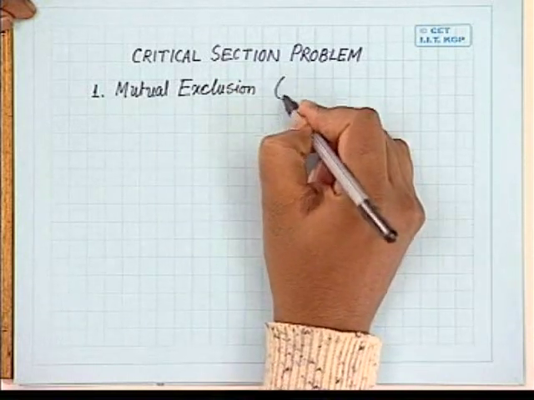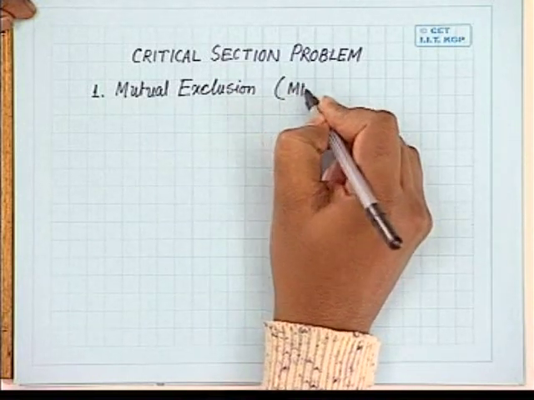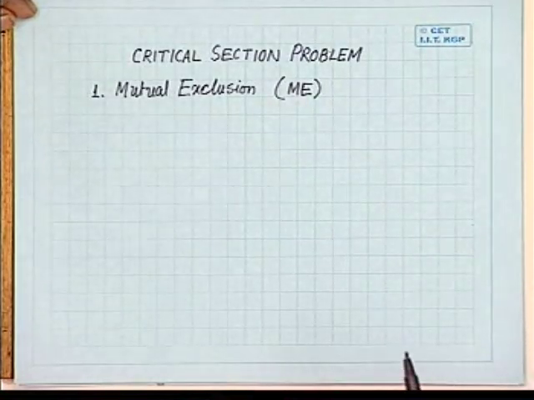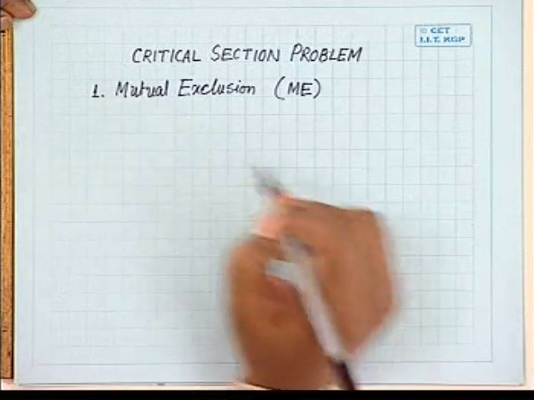Okay. And we'll refer to this as ME in future. Right? It is a part of the code, part of the program, where the process tries to modify some shared data. It's a part of the program, it is not an area in the system. Okay.